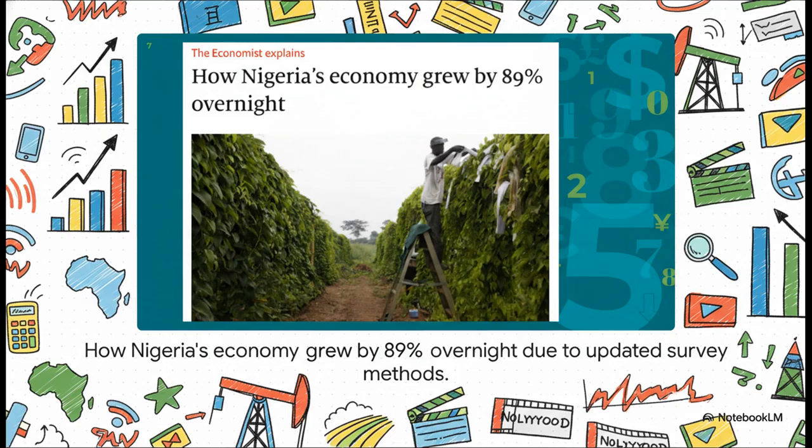This headline is a fantastic illustration of that challenge. Back in 2014, Nigeria's GDP figure literally jumped by 89% overnight. And why? Simply because they updated their survey methods to include new industries like telecommunications and their film industry, Nollywood. It just goes to show you how much can be missed when you rely only on the output approach.